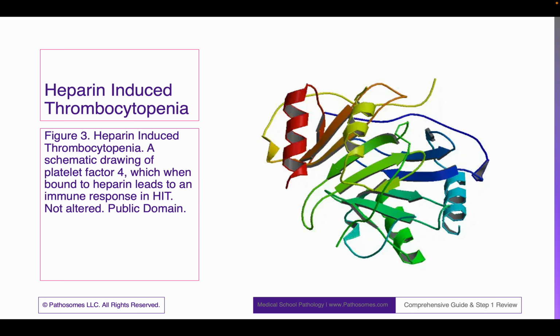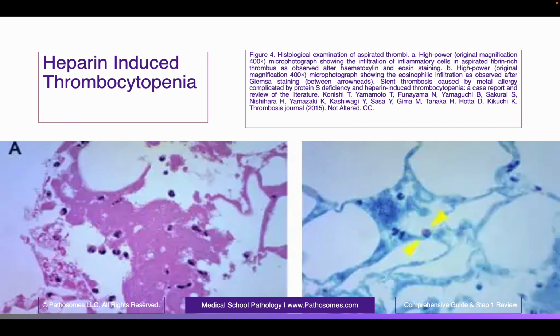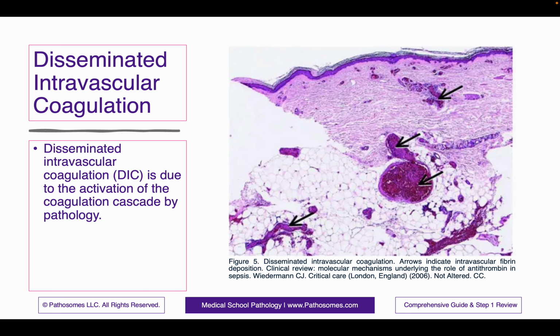Here we have a schematic drawing of what heparin looks like, for all you scientists out there. And here we have a histological examination of an aspirated thrombus. Note that disseminated intravascular coagulation is due to the activation of the coagulation cascade by some sort of pathology. Again, we see disseminated intravascular coagulation. These arrows here indicate intravascular fibrin deposition.